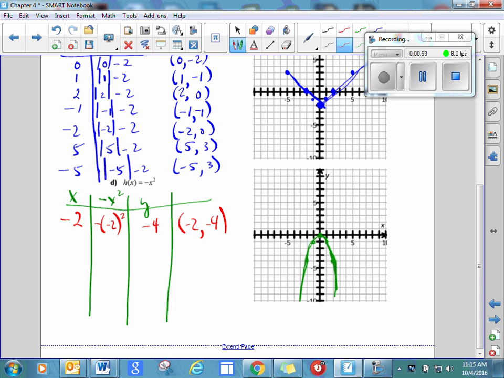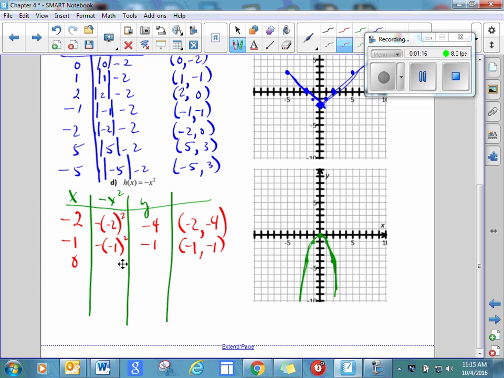You got to watch your signs. You got to be really careful when you're actually doing minus x squared. Put parentheses and remind yourself what sign you're dealing with. If I pick -1, I get minus a -1 squared. The y turns out to be -1, and my point is (-1, -1).